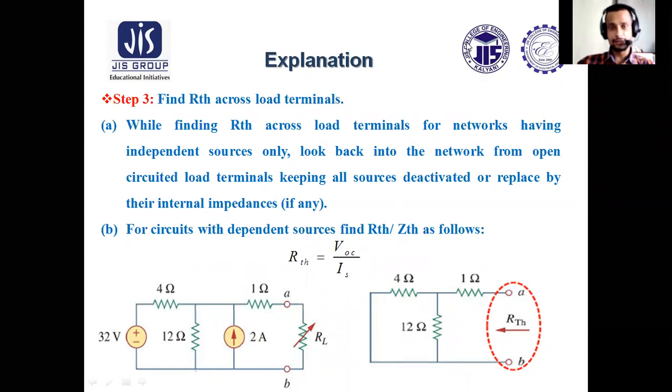But to determine RTH or ZTH, what do you need to know? You need to know whether you're finding RTH for a circuit having independent sources only or both independent and dependent sources. If a circuit involves only independent sources, determination of RTH will follow one procedure. But if a circuit has dependent sources along with independent sources, determination of RTH will be a bit different. So how to do that?